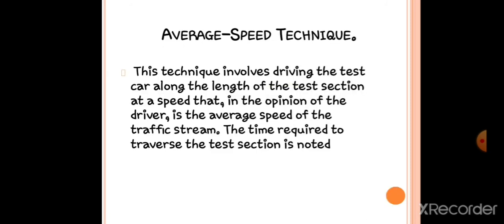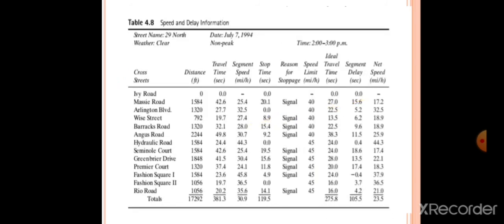So next is the average speed technique. This technique involves driving the test car along the length of the test section at a speed that, in the opinion of the driver, is the average speed of the traffic stream. The time required to traverse the test section is noted. Then the table of speed and delay information.